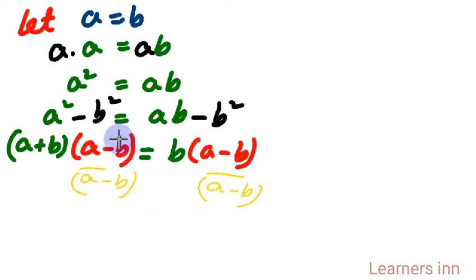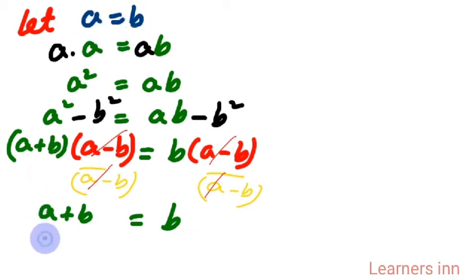We can cancel A minus B by A minus B on both sides. Remaining is A plus B equal to B. See here, we can replace this A by B, because we know that A is equal to B. So after replacing this A by B, this equation looks like this: B plus B is equal to B.